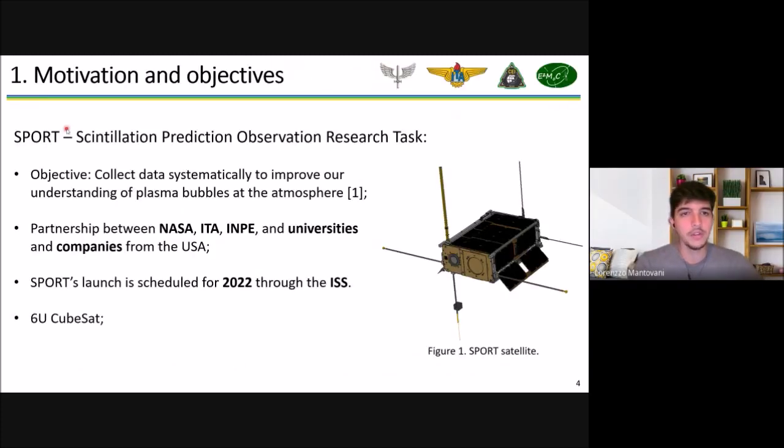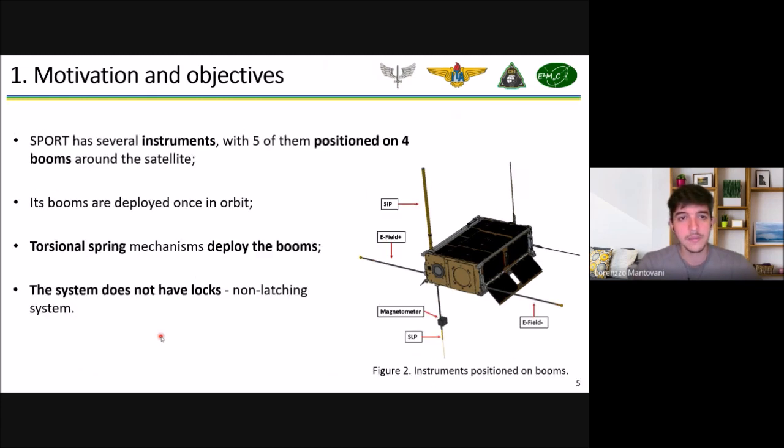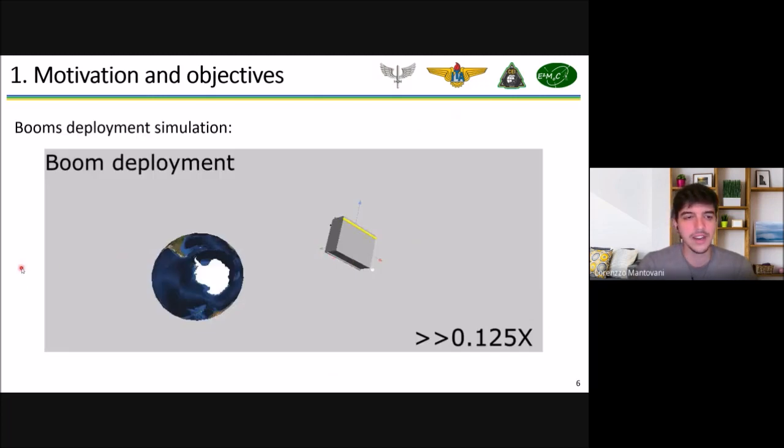Eu basicamente falo que o principal objetivo é o esporte, daí explico o objetivo do esporte, que ele está sendo conduzido em parceria e tudo mais, lançamento, o que ele é. Daí eu explico que os instrumentos são posicionados nos booms, que são estruturas que vão sofrer abertura depois quando o satélite estiver em órbita. E que ele tem a mola torsional, mas não tem a trava. E que daí, por ele não ter a trava, ele pode vibrar.